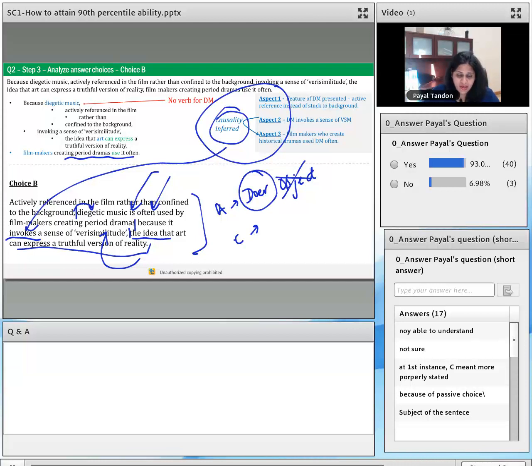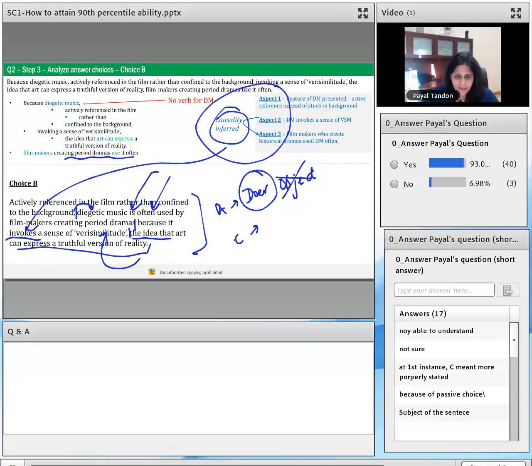Then I have another one. It started with because. Doesn't mean that any sentence that starts with because is wrong. Oh, well, this is choice B. Choice A starts with because, but that's not the reason to reject a choice.